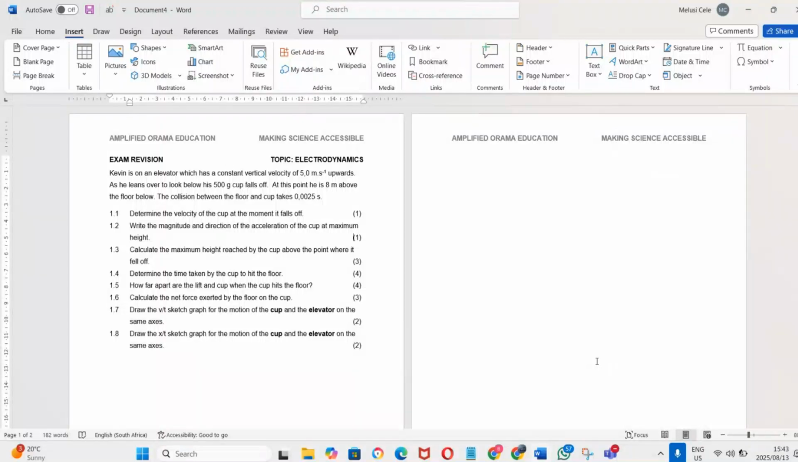Today we are looking at vertical projectile motion. Please pause the video and try the question on your own.